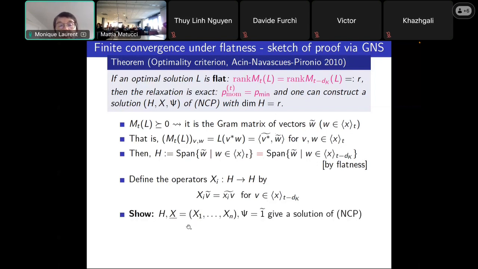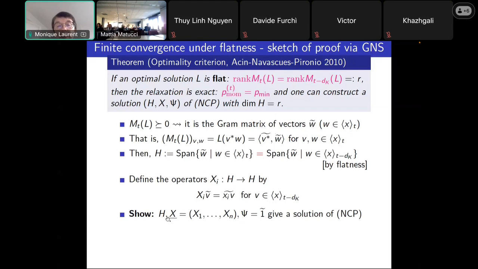And now we have all the objects in hand to define the feasible solution to our original problem. So we have x1 up to xn, these n operators which are acting on H. We have H, which is finite dimensional. We have this x1 up to xn. And for the state psi, we take the vector associated to the constant 1 polynomial.